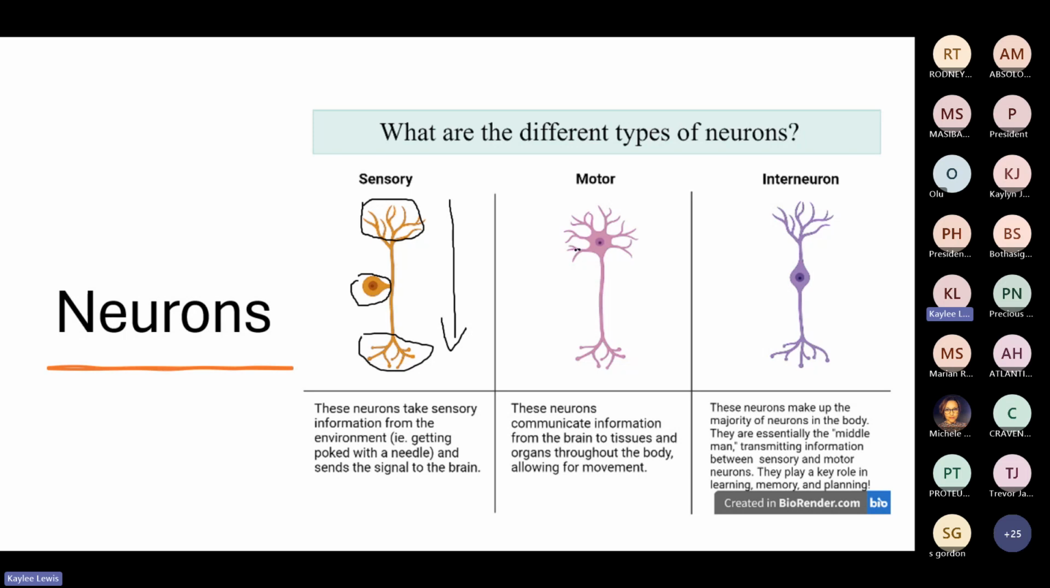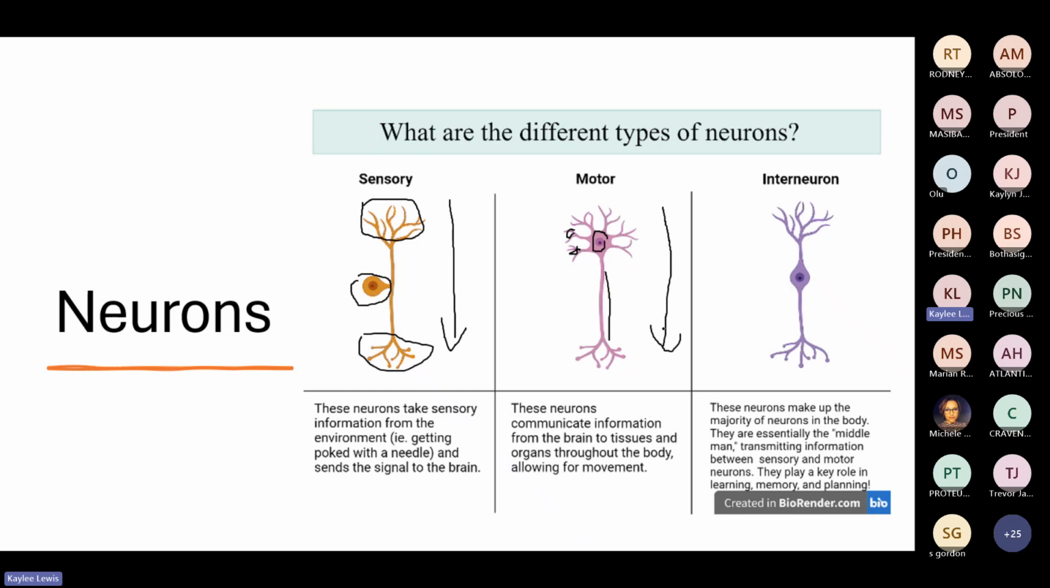In this case, these are all going to be dendrites. There are multiple dendrites, multiple outgrowths. This would be your cell body, and this would be your axon. So your impulses will go from your dendrites to your axon. So this is your motor neuron.